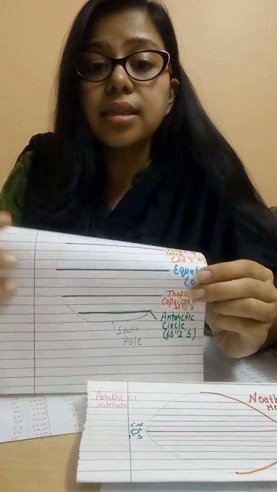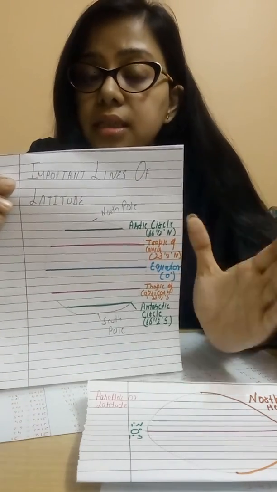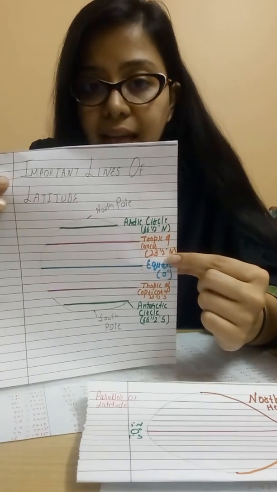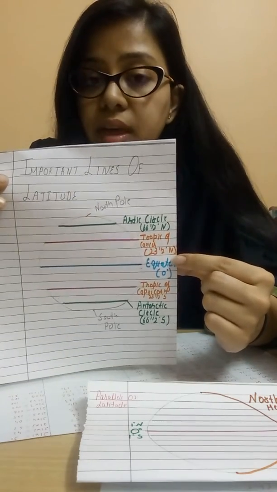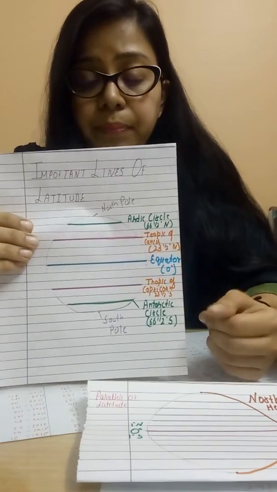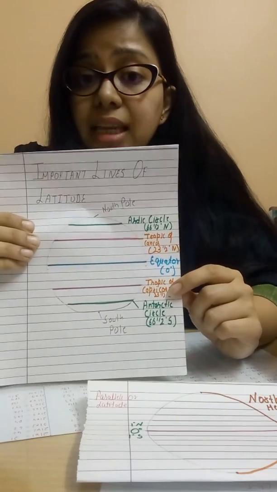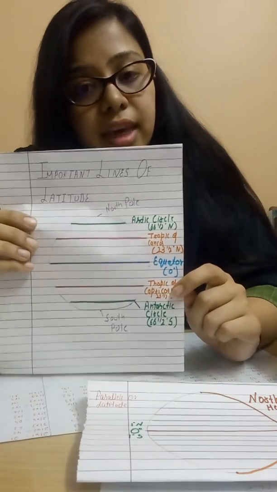Now, we have 4 important lines of latitude. Since we have studied the equator just now, above the equator in the northern hemisphere we have the Tropic of Cancer, which is located at 23.5 degrees north. Why north? Because it's in the northern hemisphere. Then similarly, downwards in our southern hemisphere, we have 23.5 degrees south. This line is known as the Tropic of Capricorn.